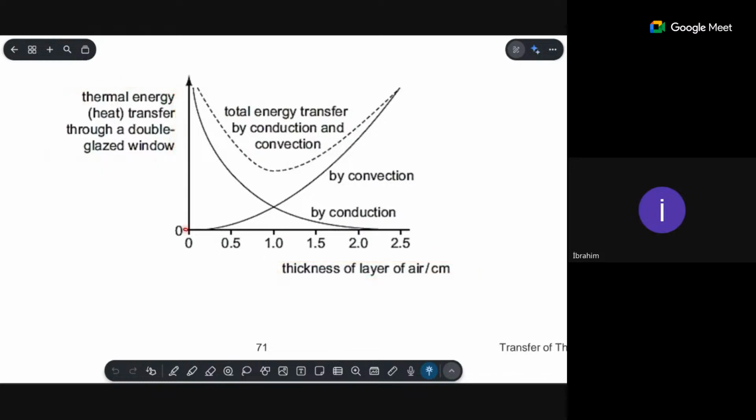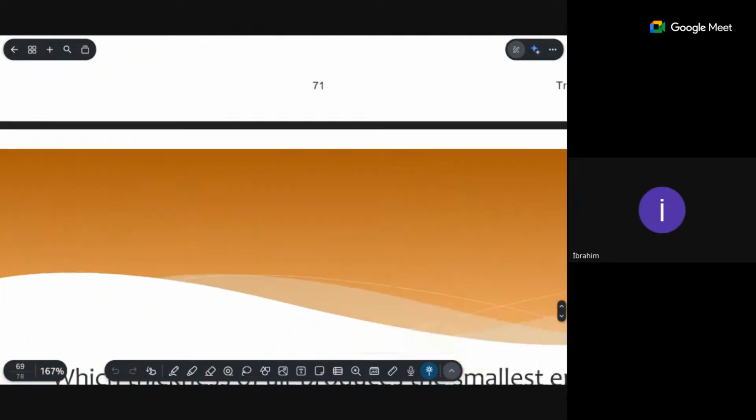If you are using no air, a lot of energy is being transferred. But at a certain layer of air, the energy by convection is increased and the energy by conduction is decreased, because air is a poor conductor. So that is why a balance is required. What is the best thickness? That is 1 centimeter, at which the total energy transfer will be very low.